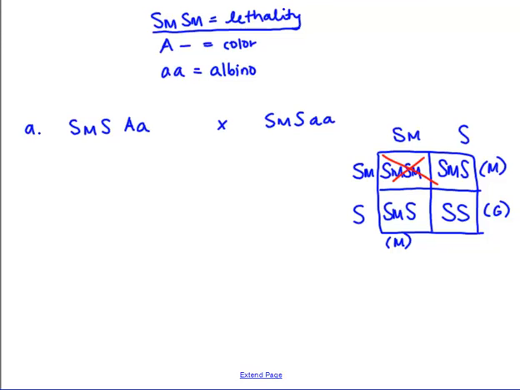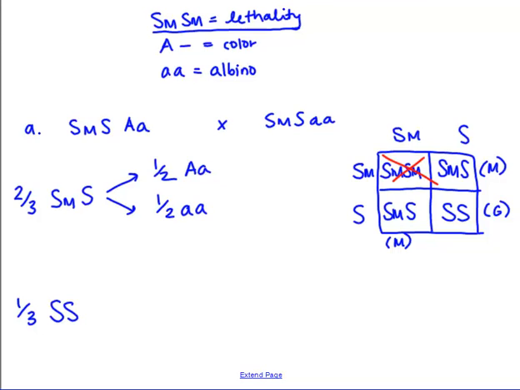So let's look at the S gene first. We know that it's not going to be the simple monohybrid cross because 1 out of the 4 never are born and therefore aren't taken into consideration. So out of the 3 left, you have a 2/3 chance being SM, S, and 1/3 being SS. Now for the albino gene, it's big A, little a times little a, little a. So it's a 1/2 chance of big A, little a, and a 1/2 chance of little a, little a.